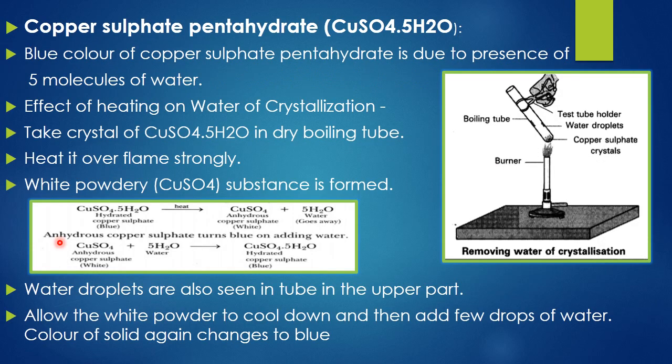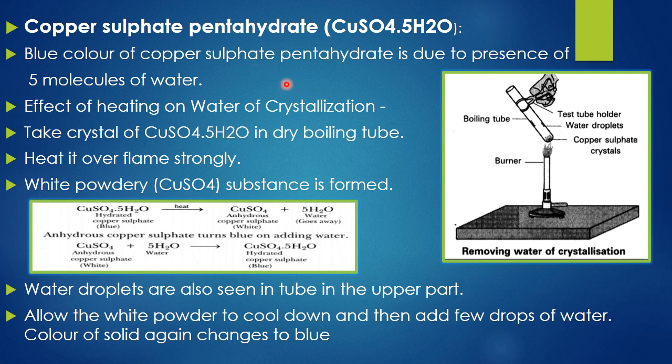Here is copper sulfate pentahydrate, that is CuSO4·5H2O. This copper sulfate is blue in color, and it is blue because of the presence of these 5 molecules of water, and it is crystalline in nature. Crystalline in nature means that the atoms and ions present in this salt have a definite arrangement. There is a proper arrangement of the atoms or ions that are present in it.